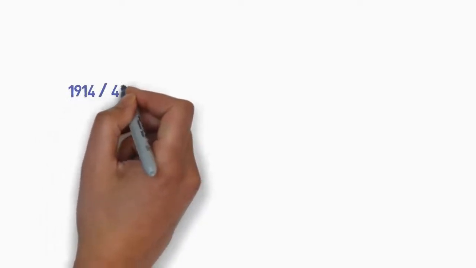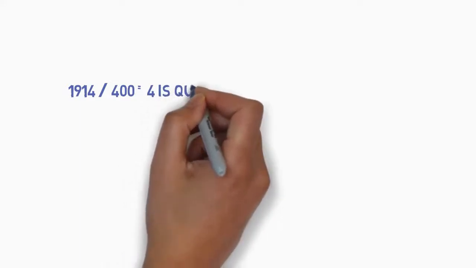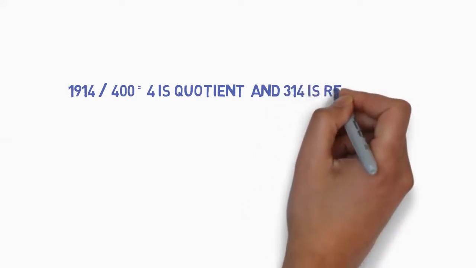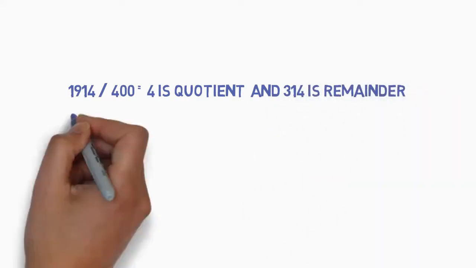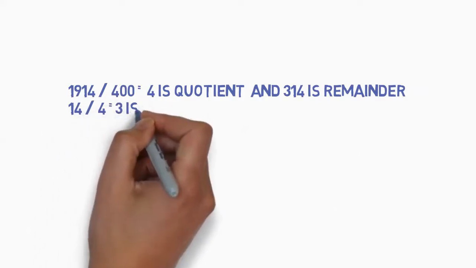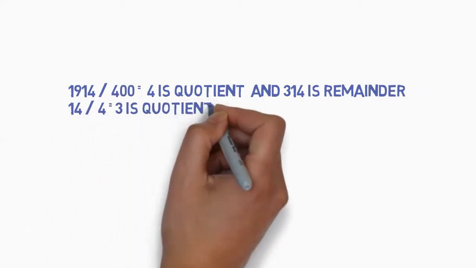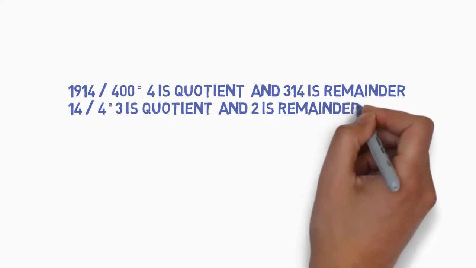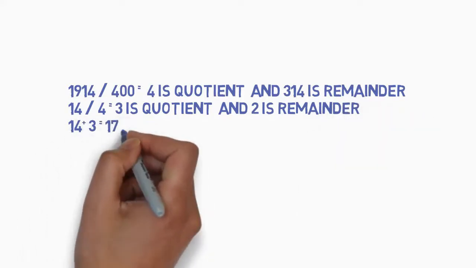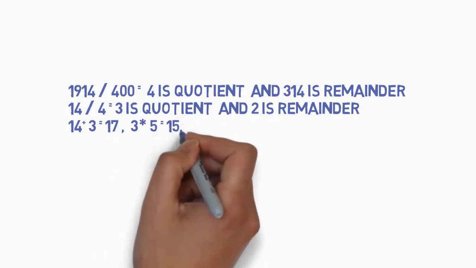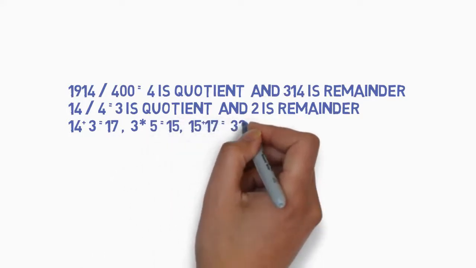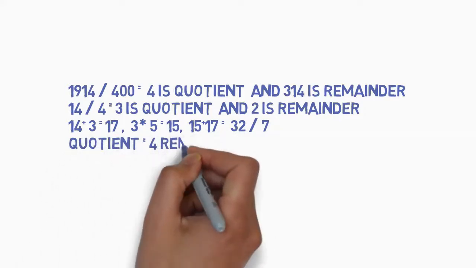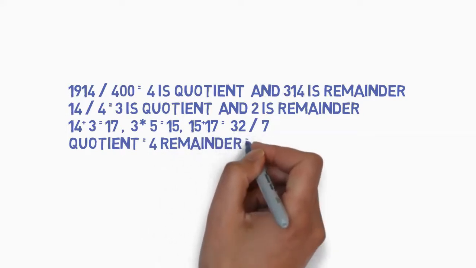Please see the calculation first. I know it is hard to understand at this moment. When I explain the procedure, it will be the easiest. 1914 divided by 400 equals 4 as quotient and 314 as remainder. Now we will take the last two digits, that is 14, and divide by 4. Quotient equals 3. Now the calculation is 14 plus 3 equals 17, and 3 multiplied by 5 equals 15. We add 17 and 15 and get 32. Now divide 32 by 7 and we get 4 as quotient and 4 as remainder.